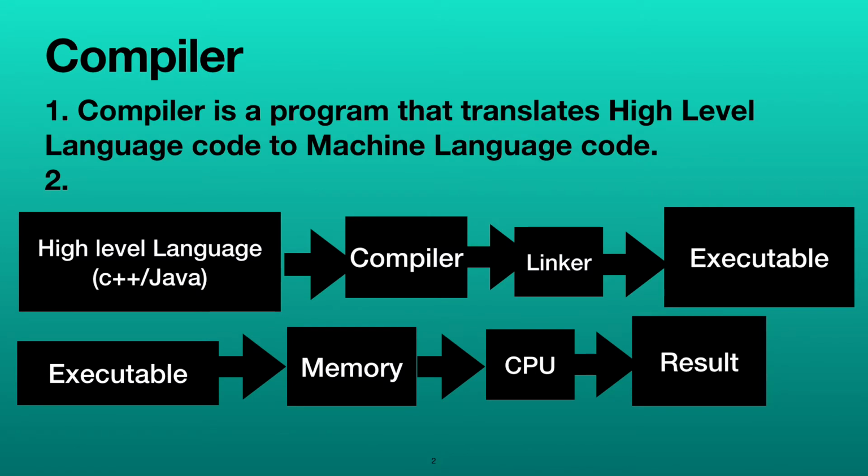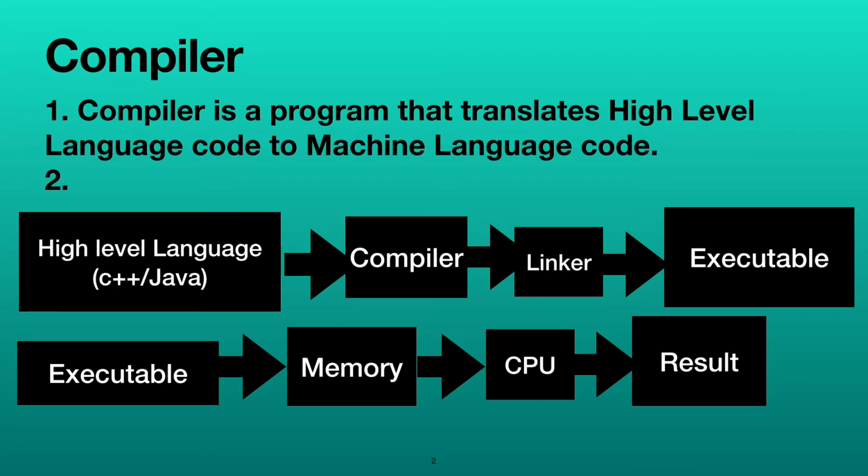So now we will talk about compilers. A compiler is a program that translates high-level language code to machine language code. In whichever language we write the code, the computer understands only machine language. So we have to convert the code to machine language code, and the compiler does that job.